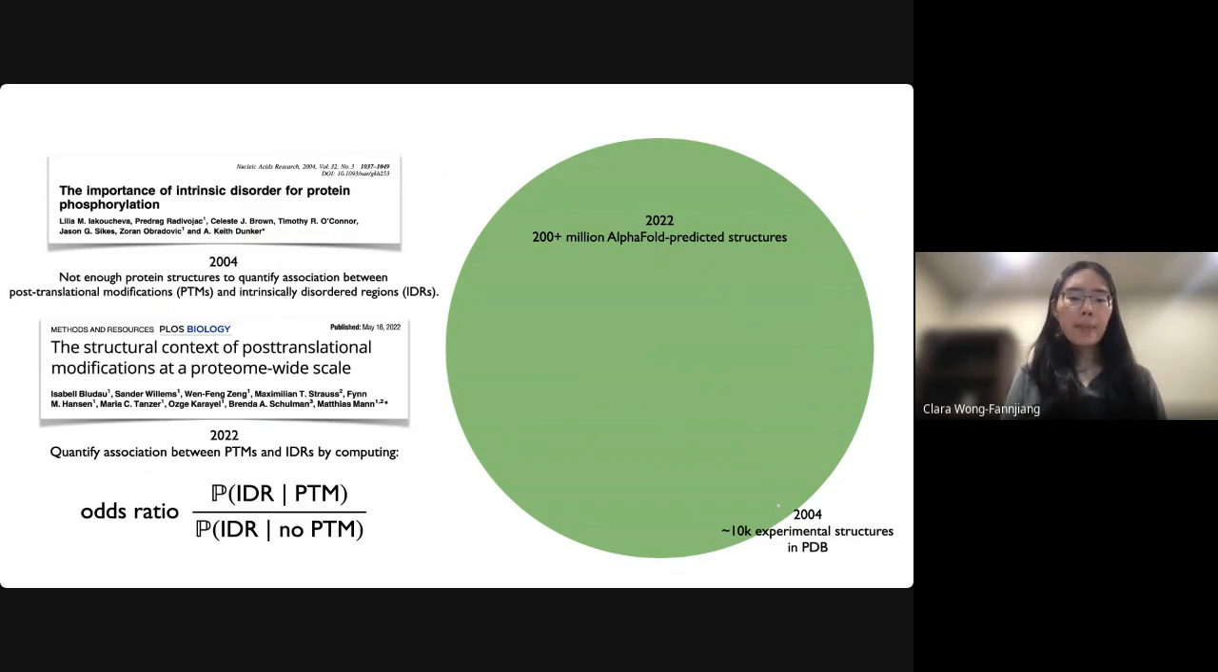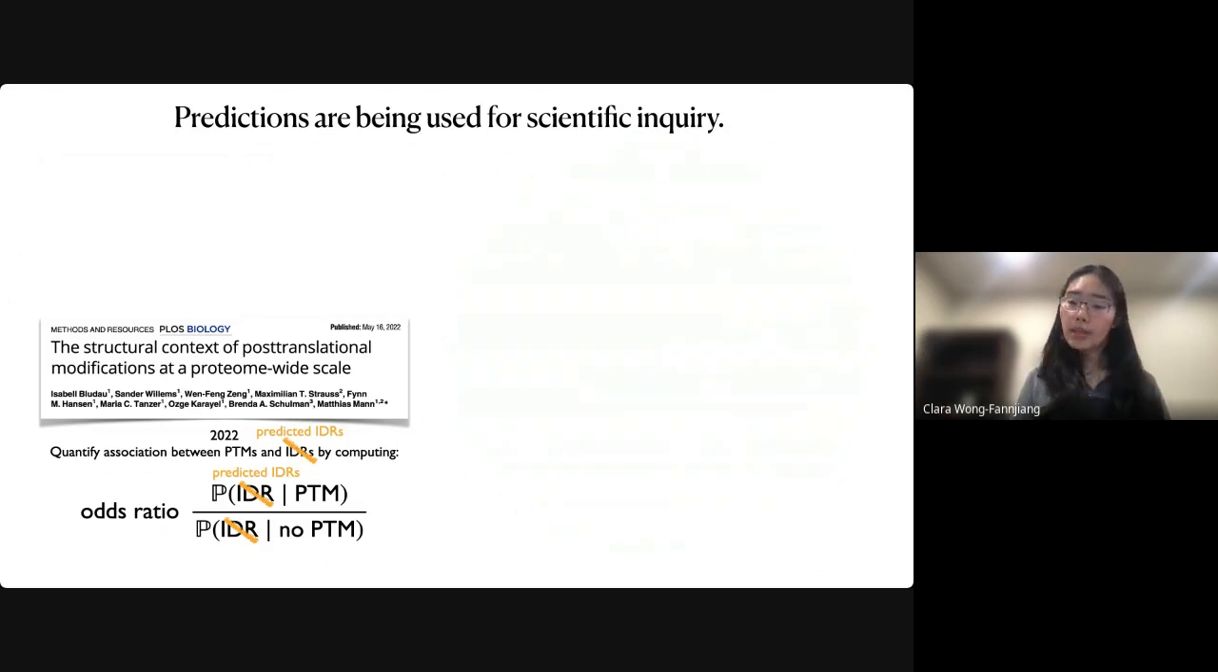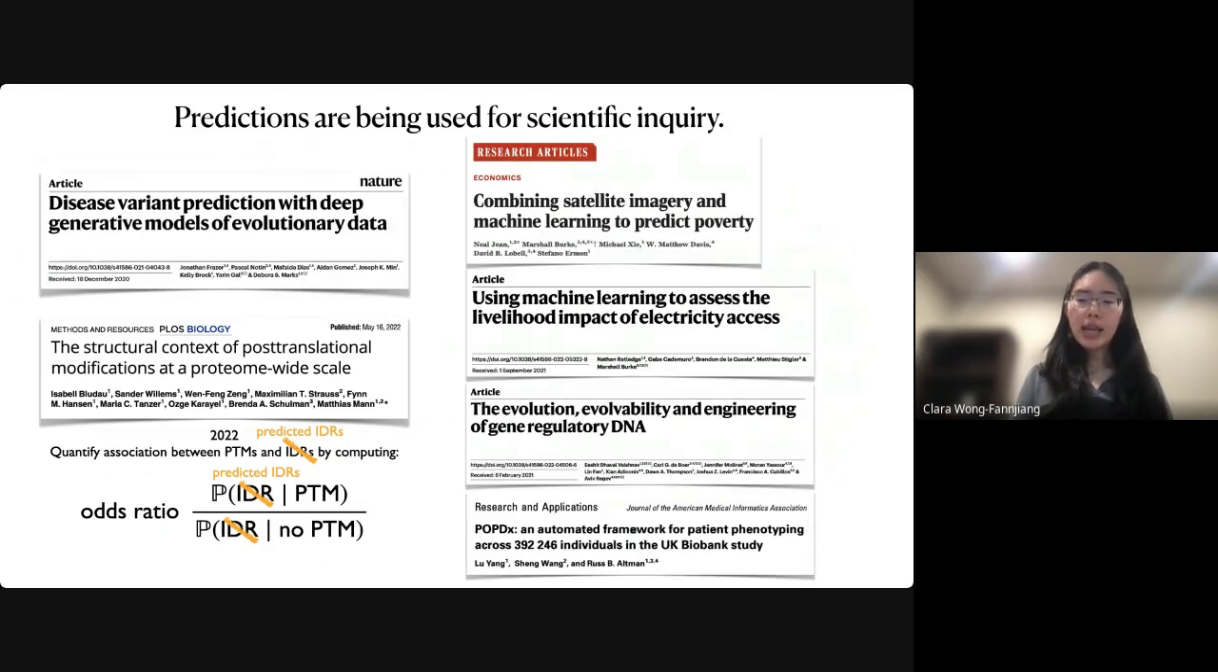All right. The twist here is that this study wasn't actually looking at IDRs. They were looking at predicted IDRs based off of the AlphaFold predicted structure. So this story points to a bigger story happening all over science, which is that predictions are being used for scientific inquiry. And we're seeing this not just in proteomics, but in studying regulatory DNA, disease-causing variants, the demographics of patient phenotypes, all over microbiology, as you've seen in the session today, and even beyond biology in studying human welfare more broadly. And generally, it makes sense to be doing this.